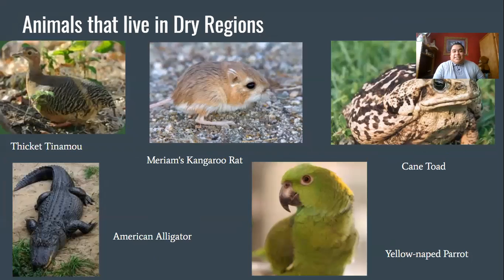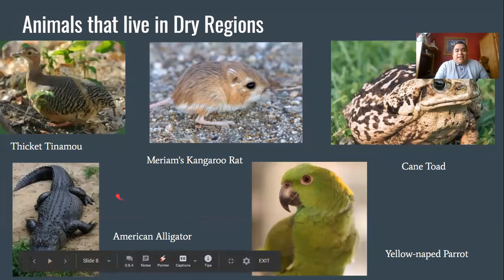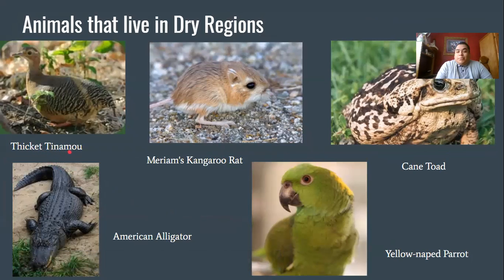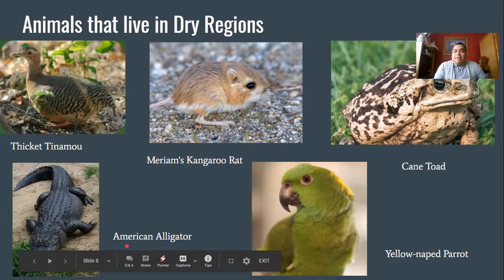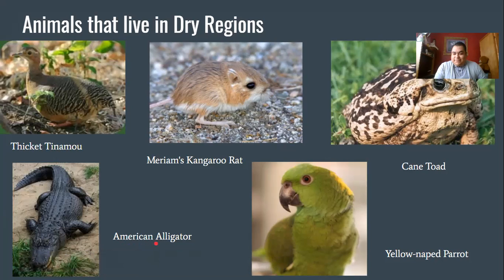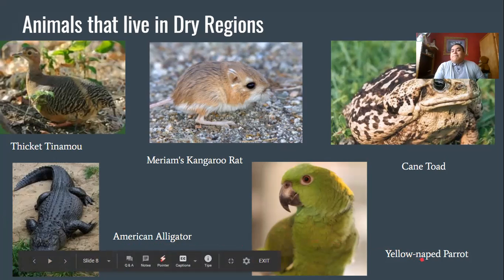So here's the next region, the dry regions. We'll try this one together, okay? Thicket tinamou. Very good, very good. I love that you guys put in effort. You aren't perfect, but at least we try. Next one, Merriam's kangaroo rat. Next, cane toad. Next, American alligator. Next, yellow-naped parrot.